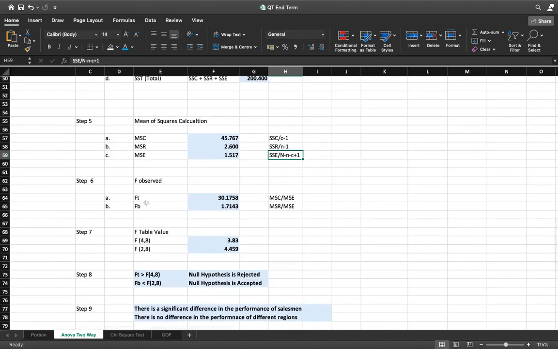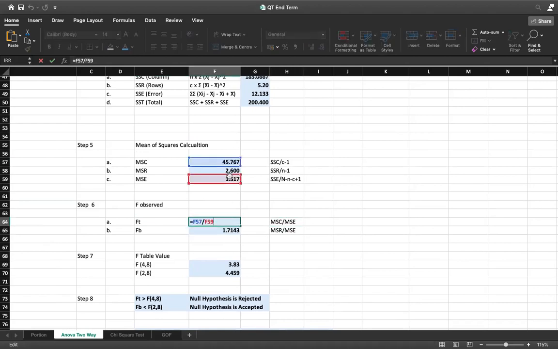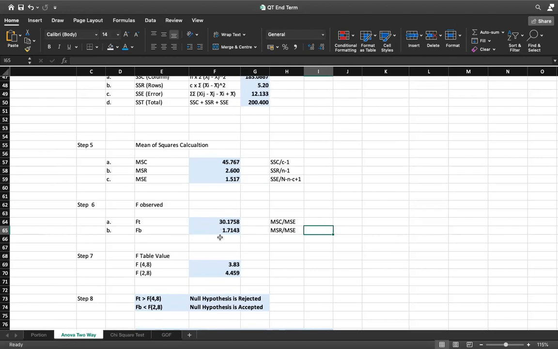Then you go and find your F observed. This F observed is basically your final step, which you'll be comparing with your table values. There are two F values that you'll be calculating. Since we have two hypotheses, we'll have two F observed values. Your first one is FT, which is your treatment, and FB is your blocks. So your FT equals MSC upon MSE, and your F blocks is MSR upon MSE. So you have these two values.